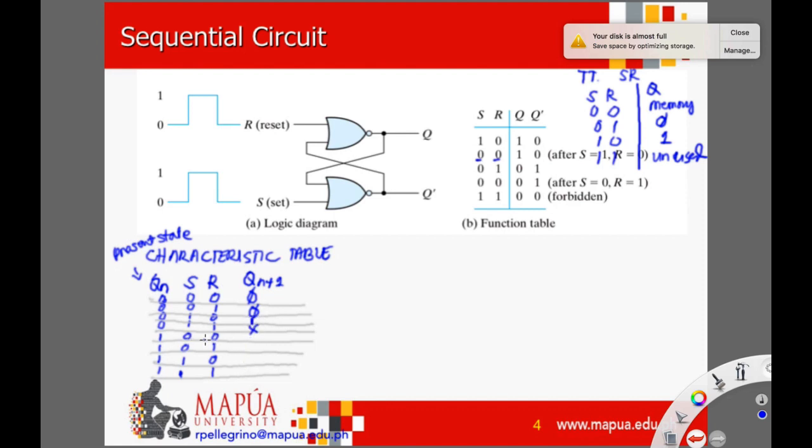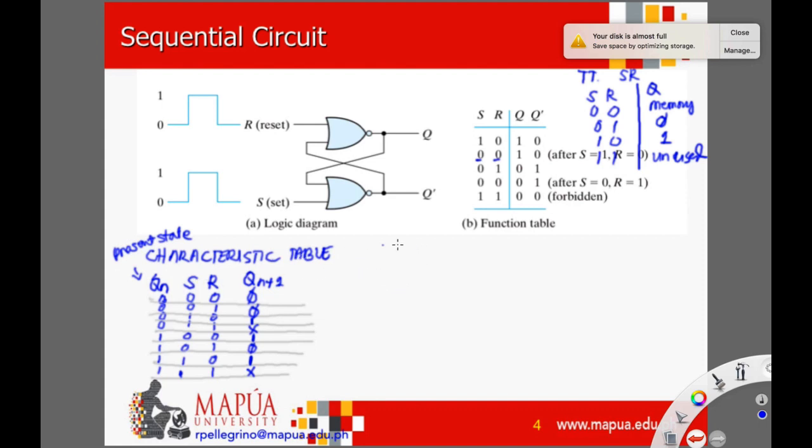So again, if you have 0, 0, whatever the previous state, that will be retained. If you have 0, 1, it will be 0. If you have 1, 0, that will be 1. And if that is 1, 1, that is x, or don't care.